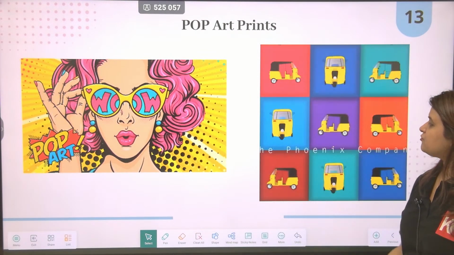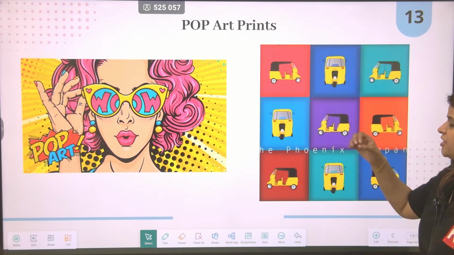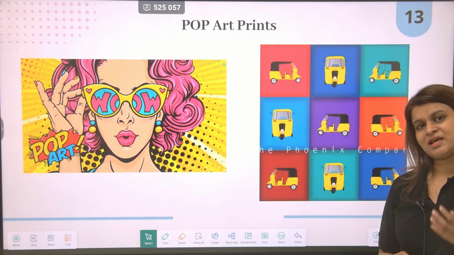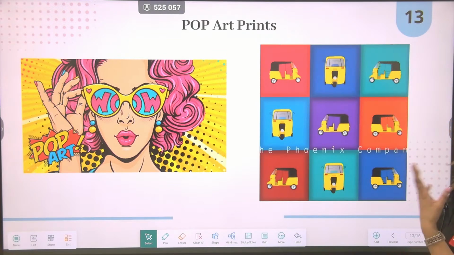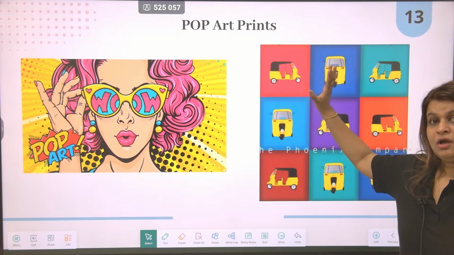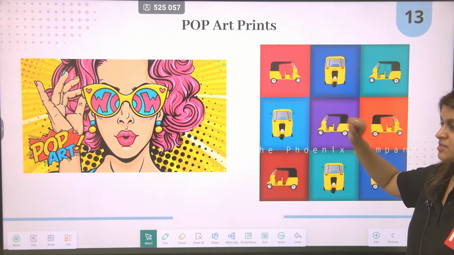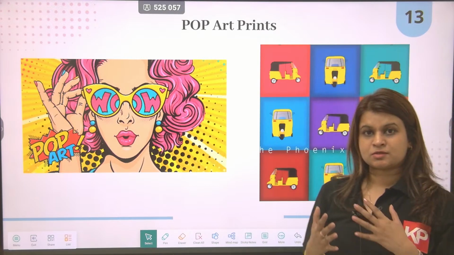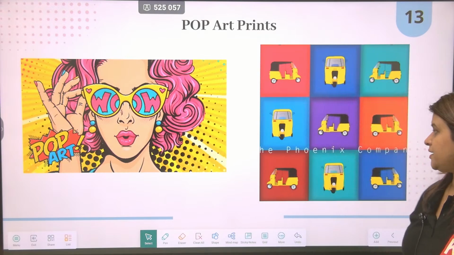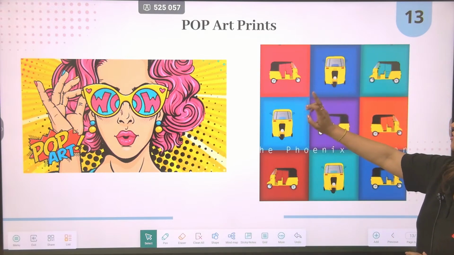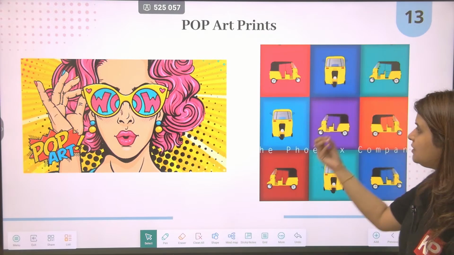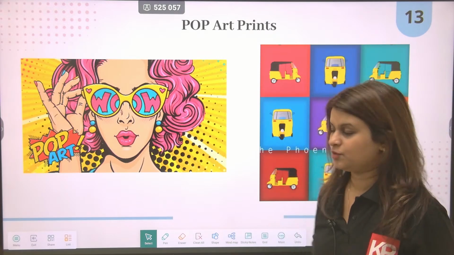This is also part of pop art, where common things from our life, like auto rickshaws, cycles, telephones, all of these, anything could be used that our artists or designers feel is having an impact on society. And one of the main features is that it is mostly 2D, simple, and the colors stand out.